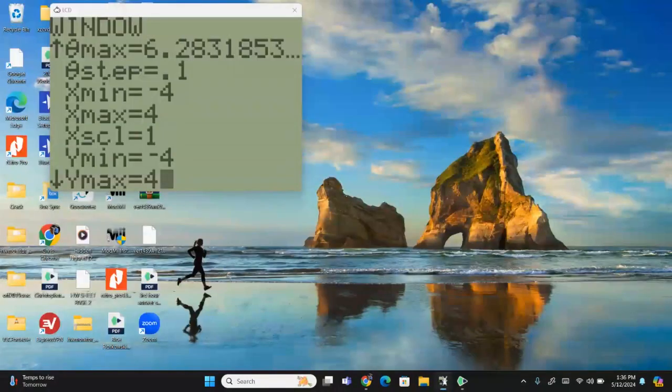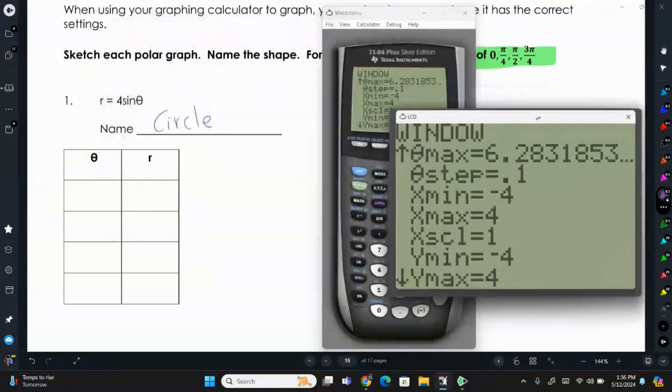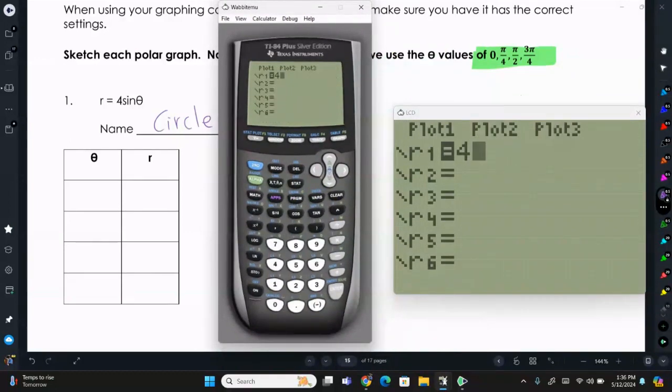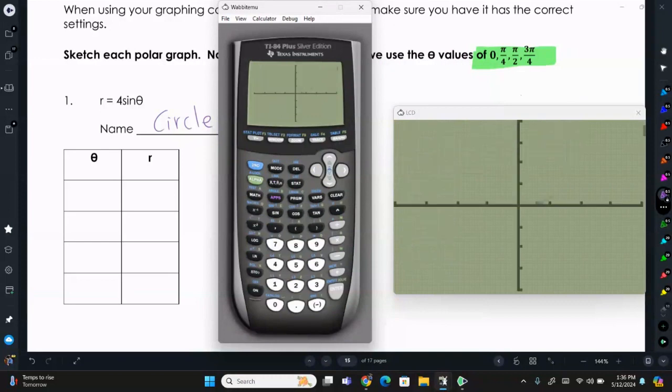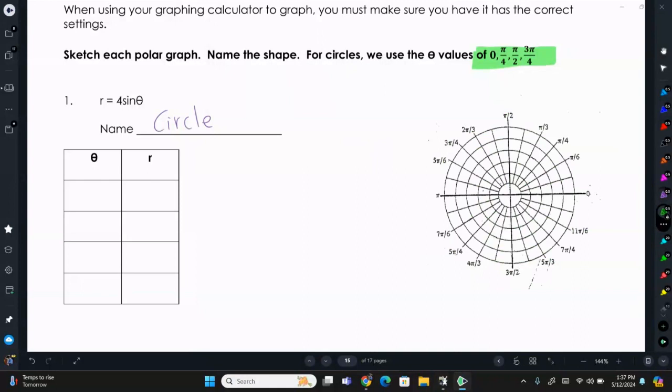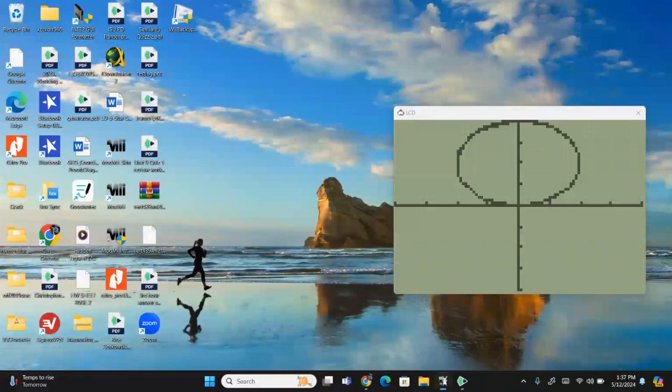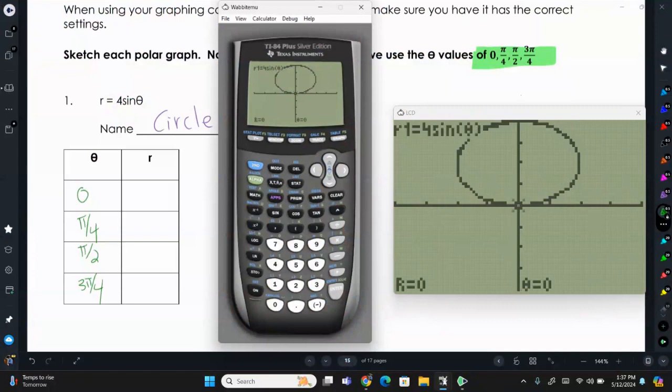So when we graph this, y equals, so then we're going to do 4 sine theta, close parentheses. And there is our graph. So now to get our values for r, because remember we're going to use 0, pi over 4, pi over 2, and 3 pi over 4. We're going to press the trace button on our calculator, and we type in, see when we type in 0, r is 0.